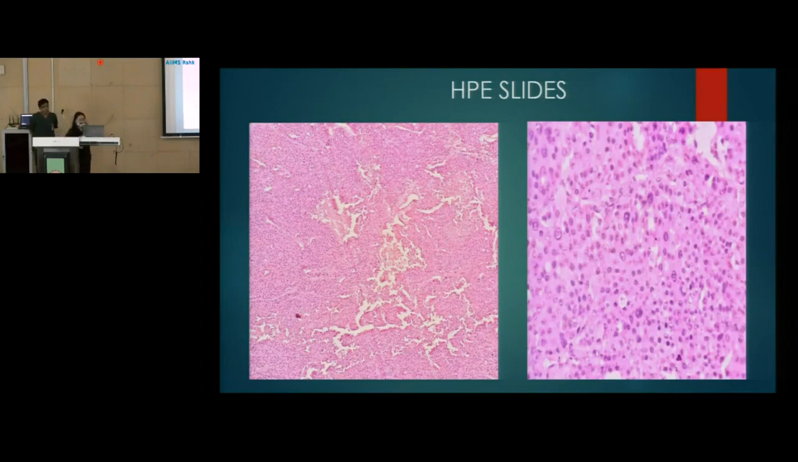The first picture is from the H&E staining of this tumor, and this is the 10x power. So we can see the cells arranged in a diffuse sheet pattern. And the second picture is the 40x view, the same picture in the 40x view.